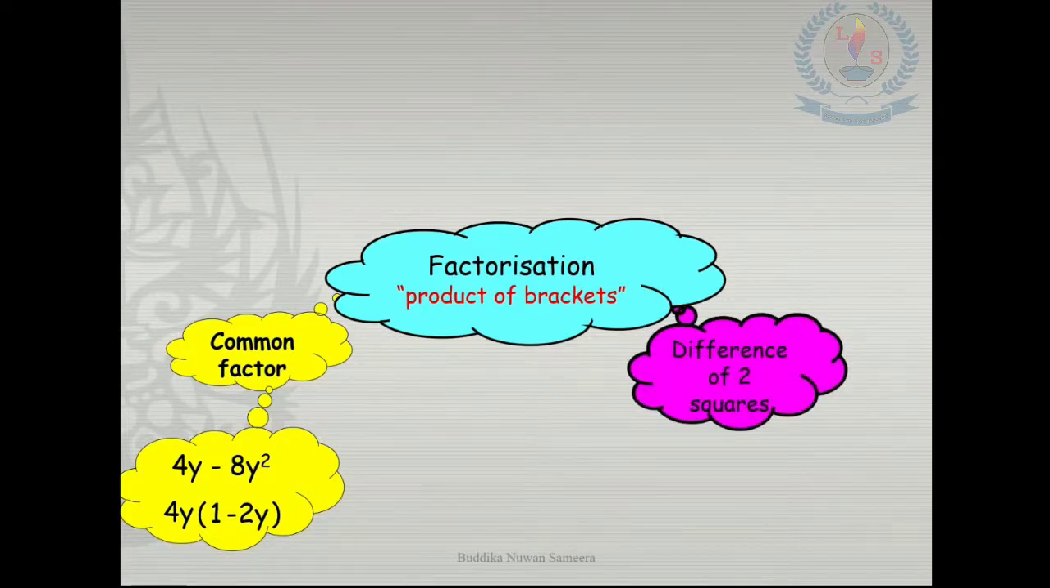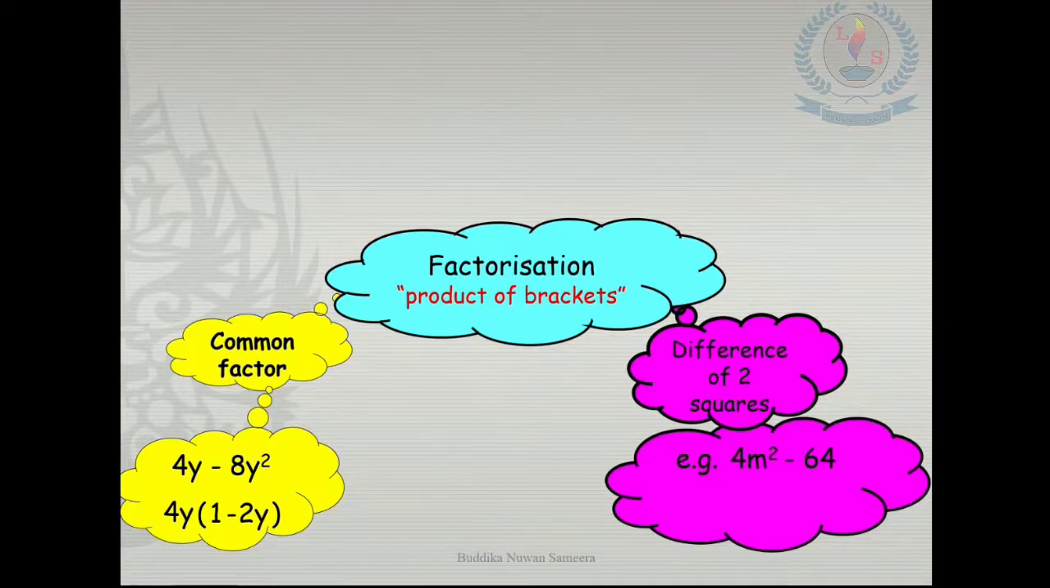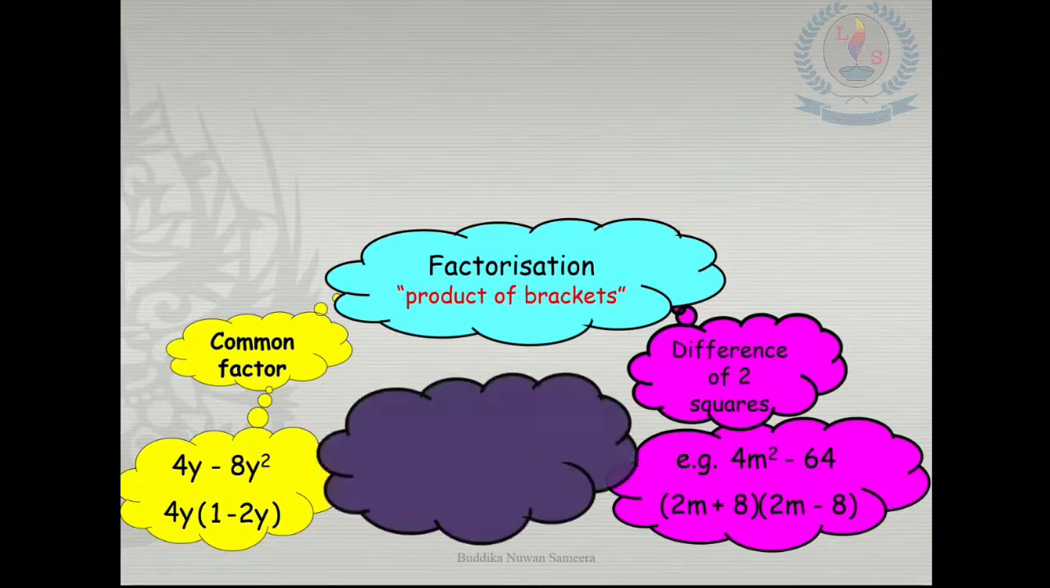Then the difference of two squares. As an example, 4m square minus 64. We know that all are square numbers. 4 means 2 square and 64 means 8 square. So you can rearrange the expression as 2 square m square minus 8 square. So then the factors are 2m and 8. The two factors you can write as 2m plus 8 and 2m minus 8.